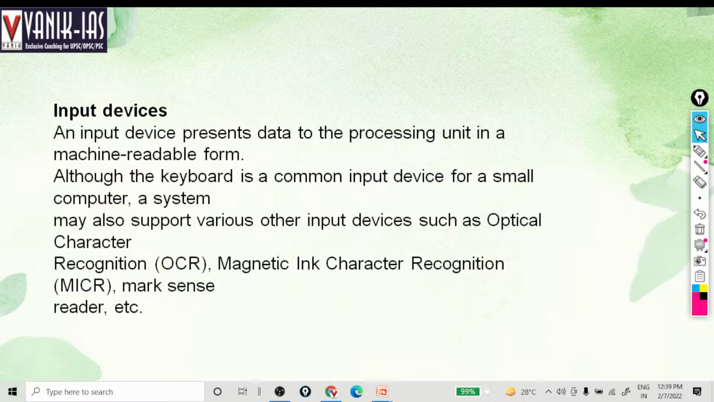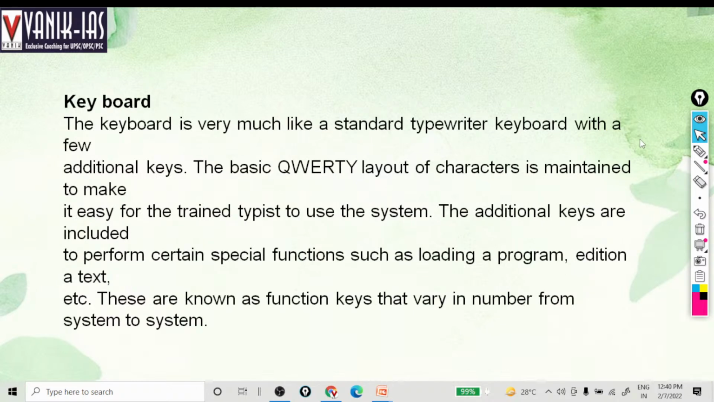Although the keyboard is a common input device for a small computer, a system may also have various input devices such as optical character recognition, magnetic ink character recognition, MICR. These are scanning, one type where OMR sheets or similar things are getting inputted. For example, a scanner is also an input device. Mark sense reader is an input device. In a billing counter, you will see that they are using a scanner, that is also an input device. So we will see various input devices in detail.